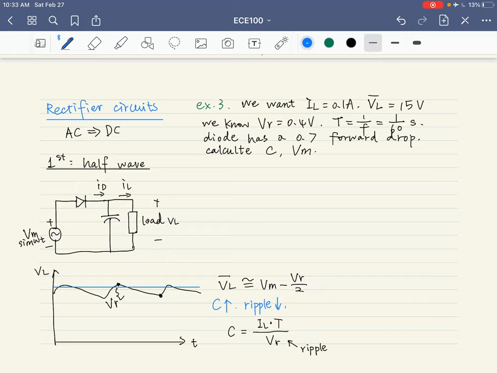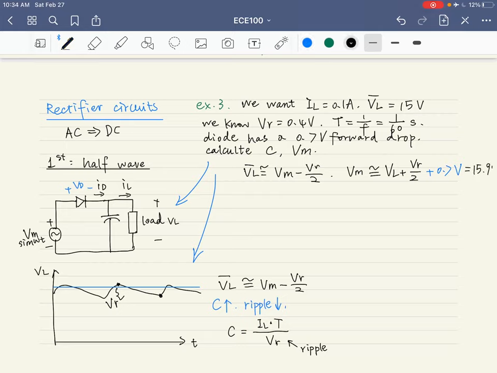What should we do? Let's still use a diagram here, but now the diode is not ideal anymore. It has a 0.7 forward drop, so VD is 0.7 volt. The diagram should look like this. How should we compute it? We need to utilize these two equations. First, because VL approximates VM minus VR over 2, and we know that VR is 0.4 volt here, we will get the answer by moving the terms. The trap here is that you need to add your 0.7 volt, because we have a drop across the diode, so the source, VM, should be even higher, right? And the answer is 15.9 volts.